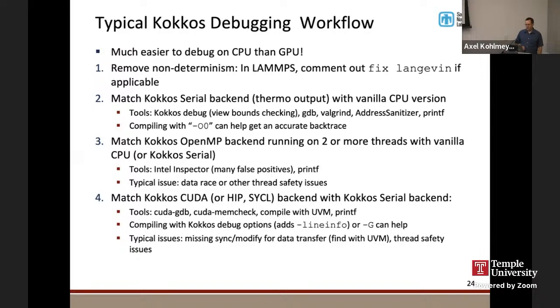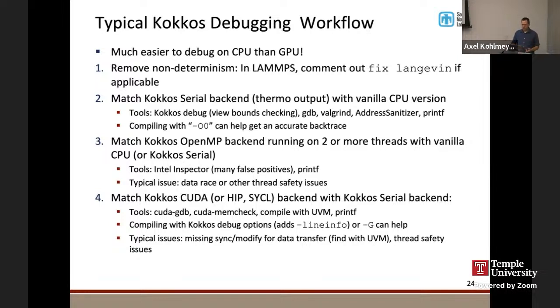In LAMMPS, that's mostly commenting out fix langevin, which is a thermostat that uses random numbers. If you're running fix langevin, that will give non-deterministic results, especially on GPUs. So if you can comment that out, and maybe use a different type of thermostat, or just use fix nve.